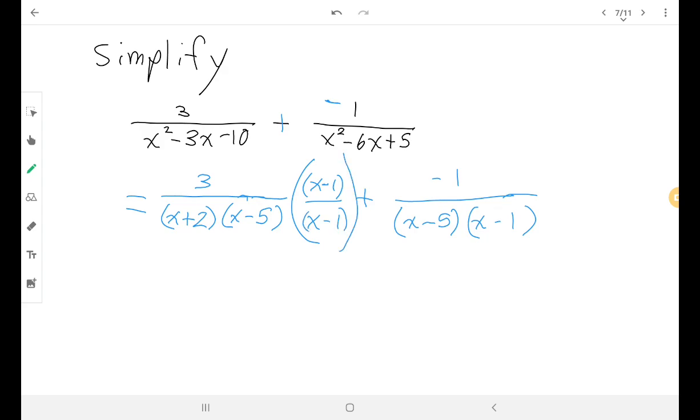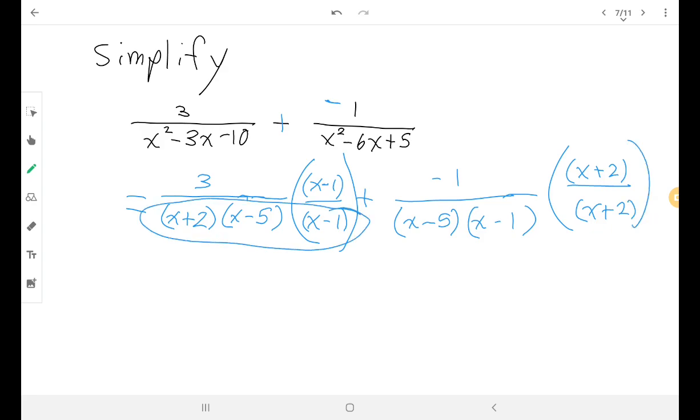And that gives you everything. And likewise over here, you're missing the x plus 2, so multiply the top and bottom by x plus 2. And once you've done that, you'll see that we have all 3 over here and all 3 over there. And that really gets us what we need. That gets us a common denominator.